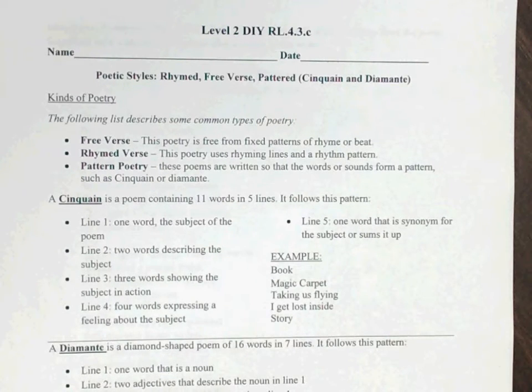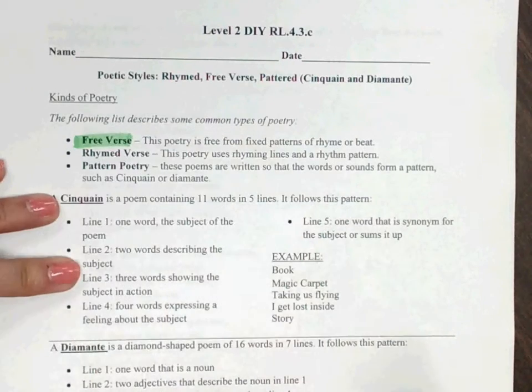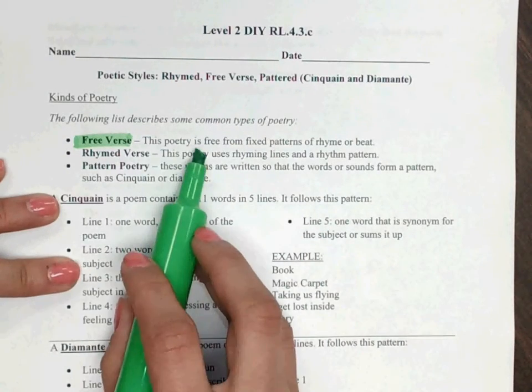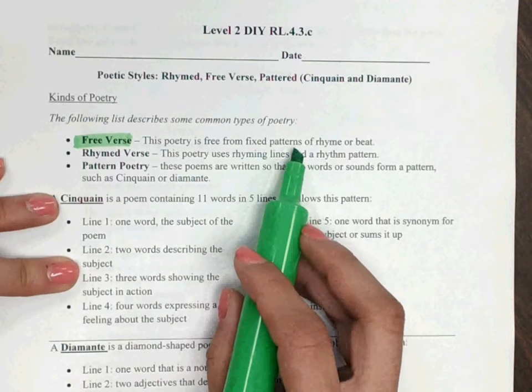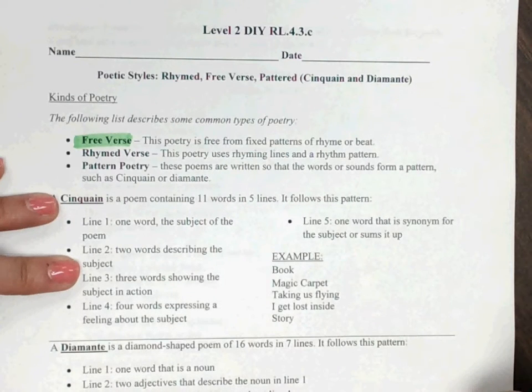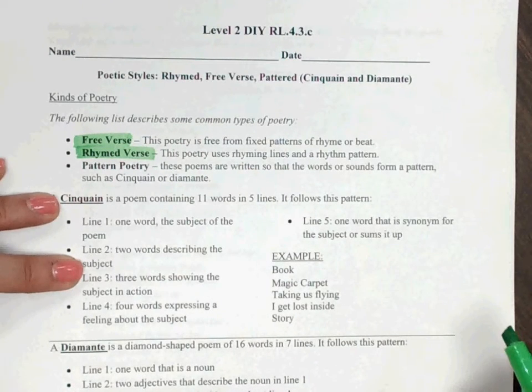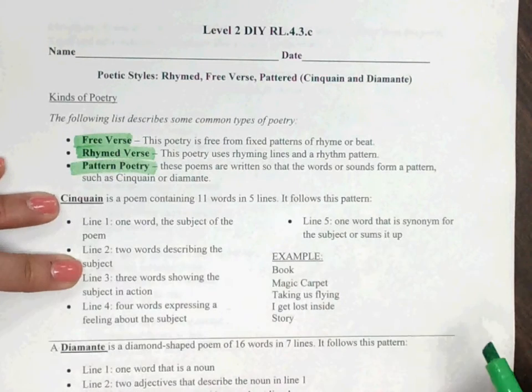These types are free verse. This type of poetry is free from fixed patterns of rhyme or beat, meaning that it will not have end rhymes on its lines. Rhymed verse. This poetry uses rhyming lines and a rhythm pattern. And then pattern poetry. These poems are written so that the words or sounds form a pattern, such as cinquain and diamante.